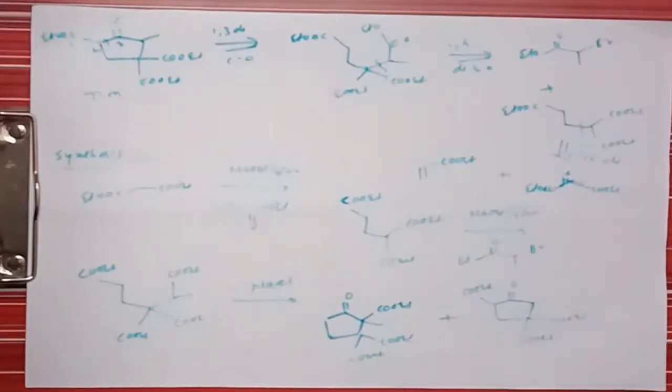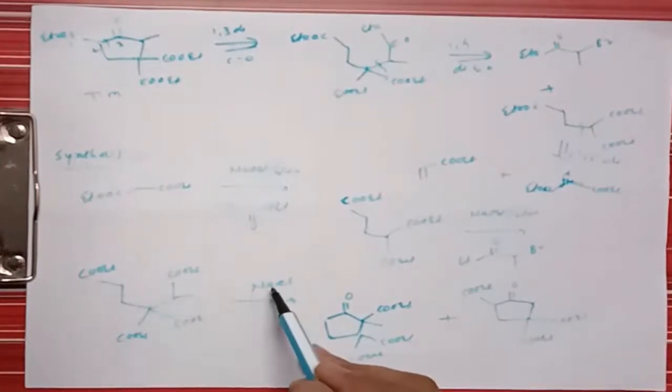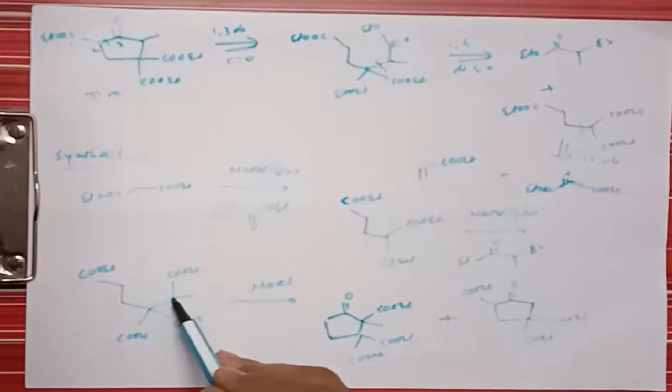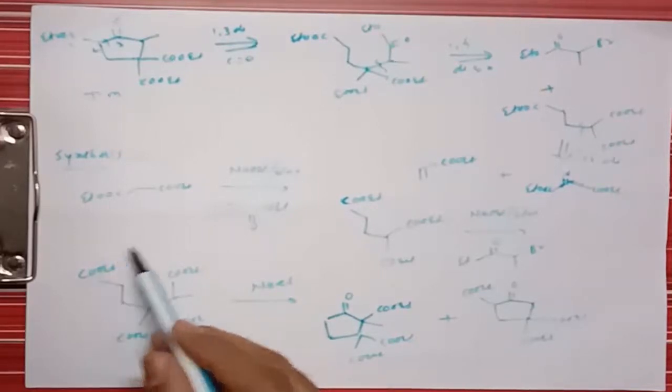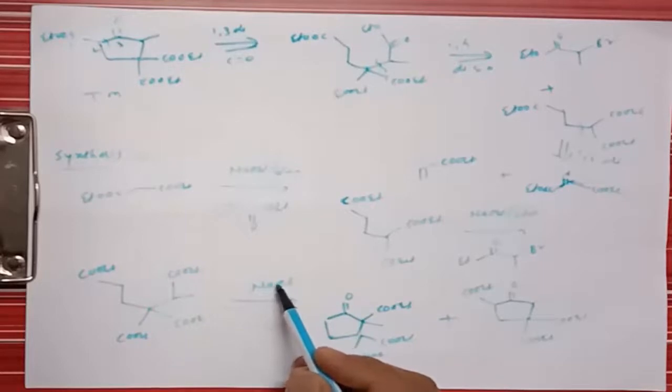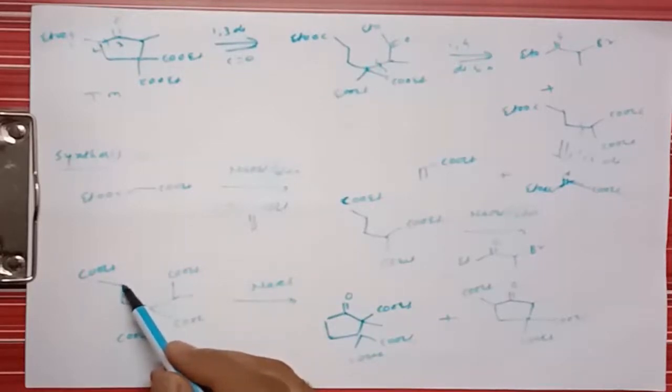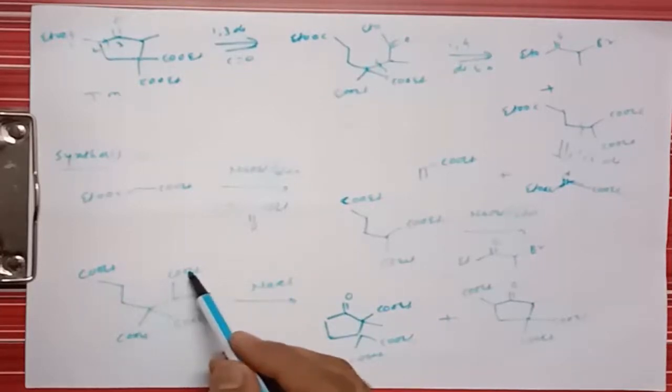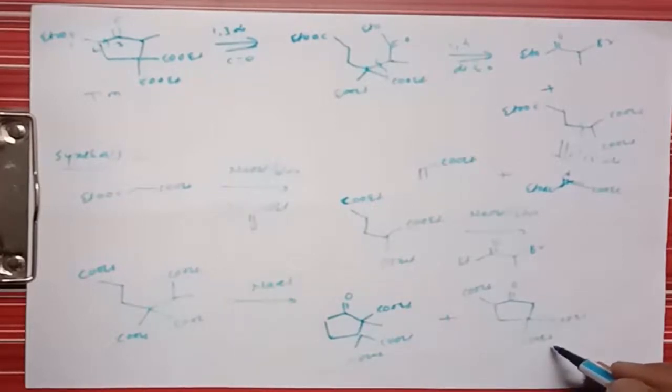So what is the possibility here? If you see, if the base takes proton from this methyl group, then it will attack on this carbon and then the ester will be removed here and it gives formation of this compound. And in the second type, the base will take proton from this carbon, it will attack on this ester and this gives a B product.